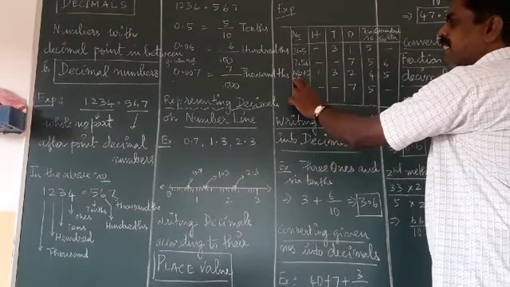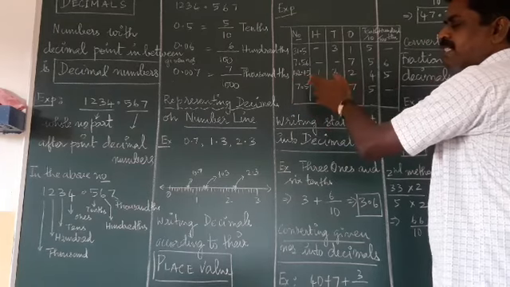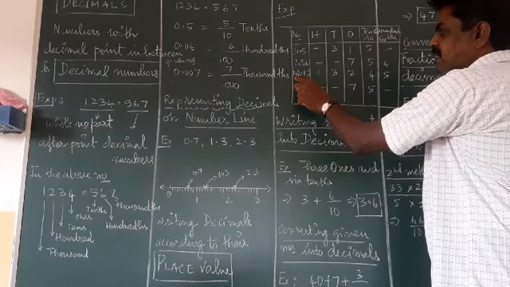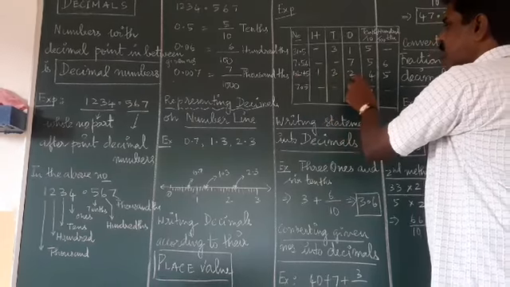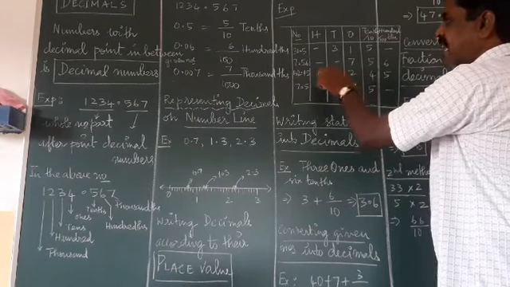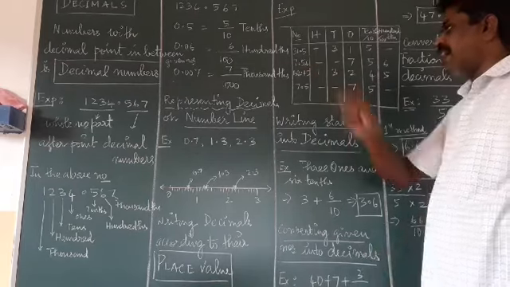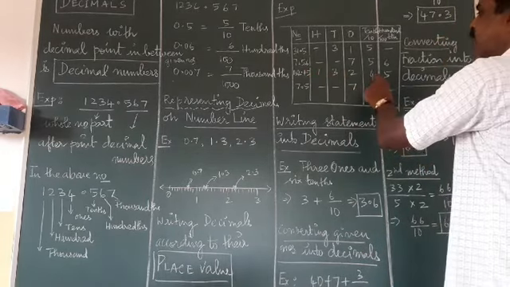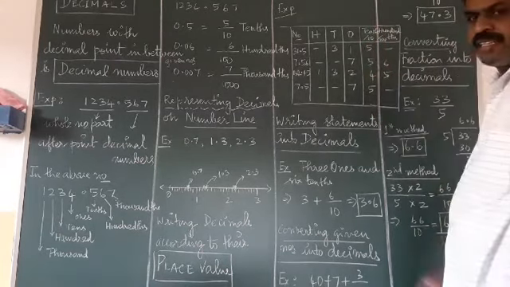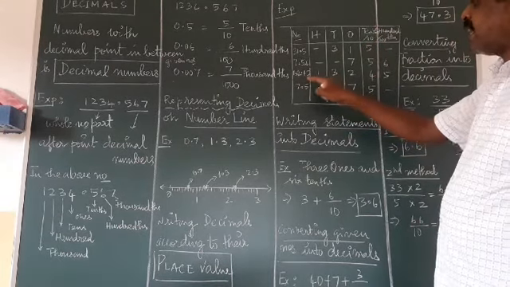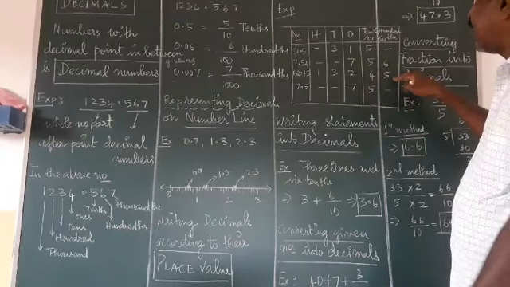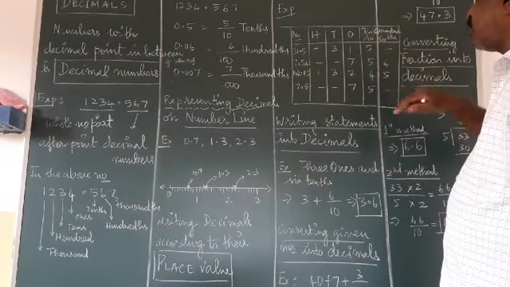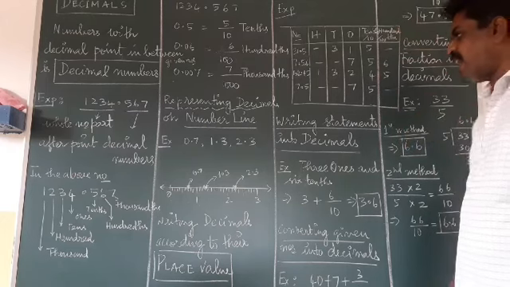132.45. Here there are 3 digits in the whole number part and 2 digits in the decimal part. For the 3 digits: 1's, 10's, 100's. So 2 is 1's, 3 is 10's, and 1 is the 100's unit. After the decimal we have 2 digits. 4 comes under tenths because it is 0.4. And the second one, 0.05, is the hundredth unit. So the tenth unit is 4, the hundredth unit is 5.